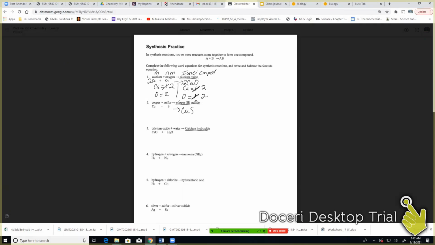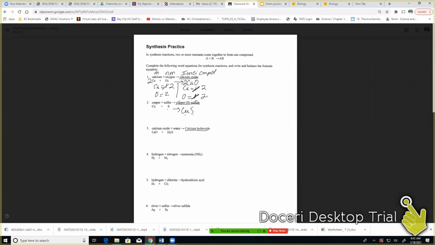Copper is a +2, sulfide is a -2, so I didn't have to get any subscripts. Do I need to do anything to balance this one? No, it's already balanced, right? Everything already has 1, 1, 1, 1, so I don't have to do anything. So that one would be written correctly as soon as you got your right product.